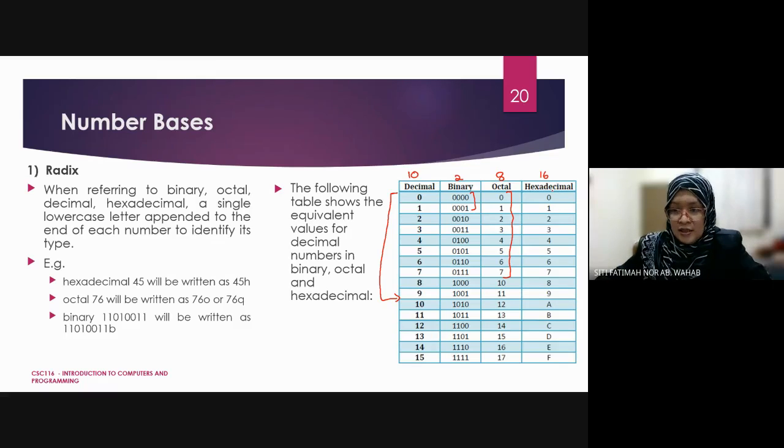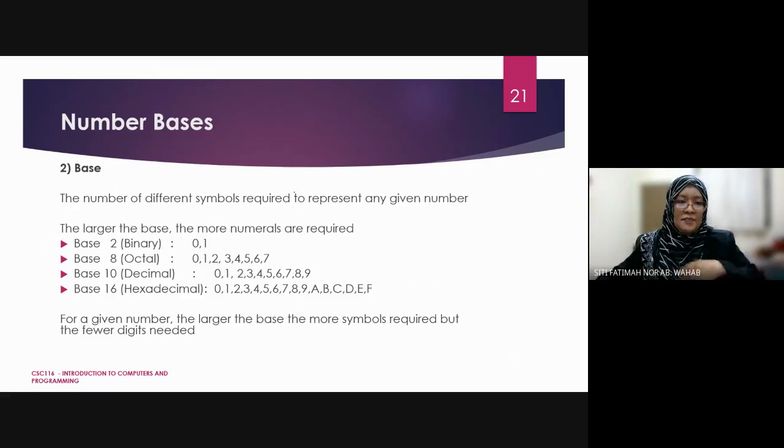And 16, we have hexadecimal, we have 16 digits. So we have 0 until F. After 9 it continues with A, B, C, D, E, F. If you count using your fingers, you will get that one: 0, 1, 2, 3, 4, 5, 6, 7, 8, 9, A, B, C, D, E, F. There are 16 digits.